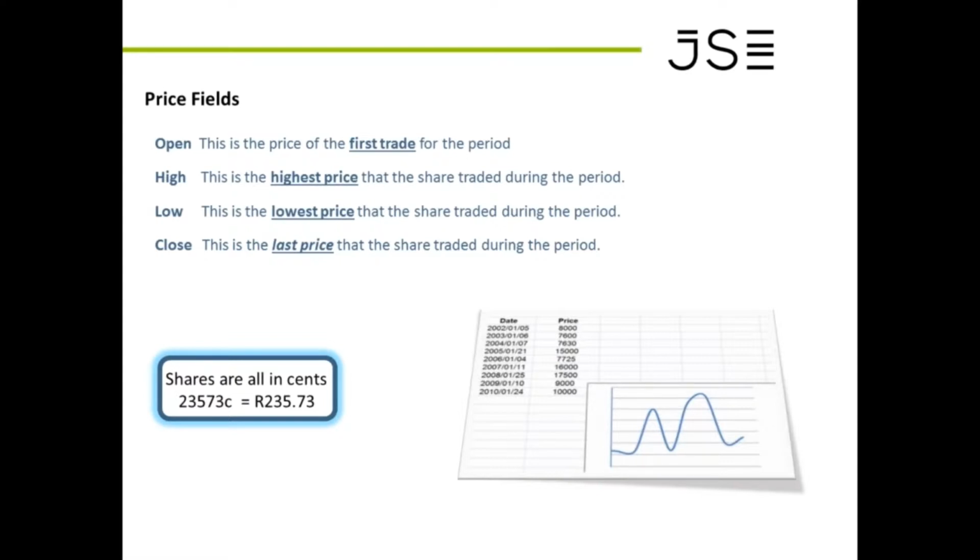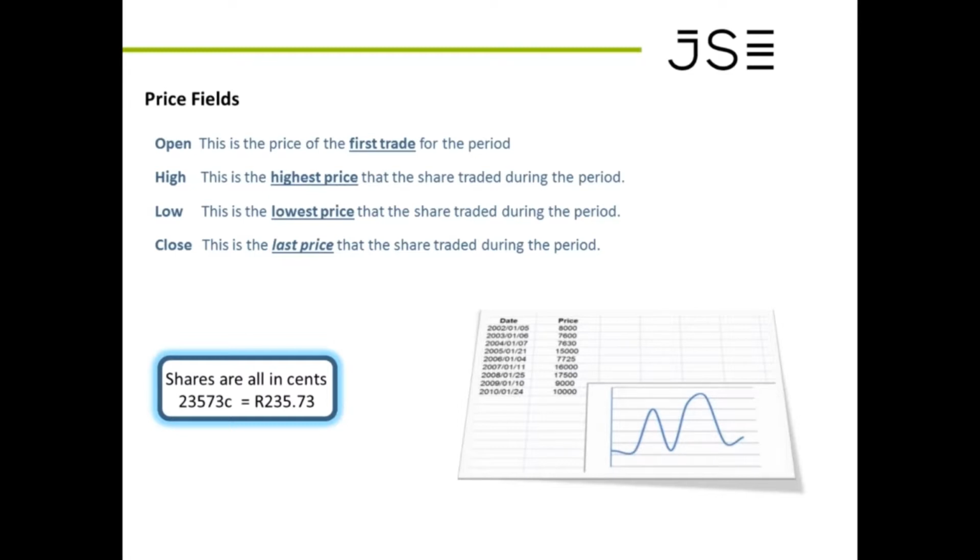I put period there because period could mean an hourly chart or a daily chart or a weekly chart, monthly chart. But in our case, for today, I want you to remember that period means the day. The high is the highest price that the share traded during the day. Remember, the shares fluctuate continuously during the day, and at some stage it'll reach the highest point in the day, and that is marked as the highest price.